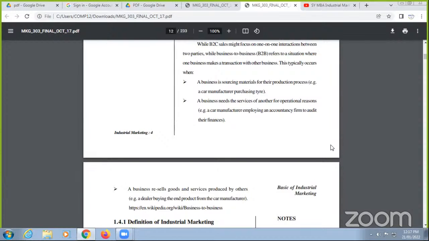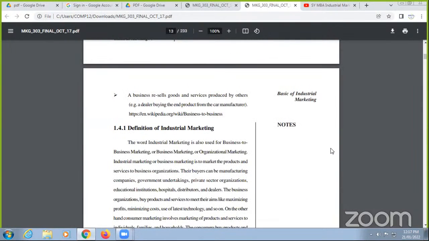First, a business is sourcing material for its production process, for example a car manufacturer purchasing tires. Second, a business needs the service of another for obtaining agents. Third, the business resells goods and services produced by others.